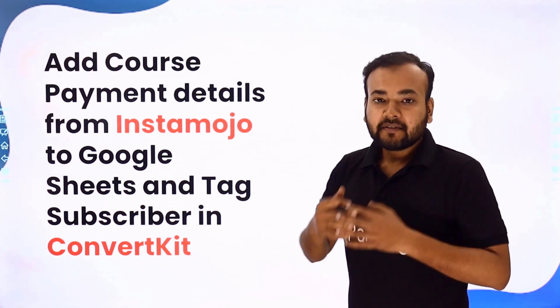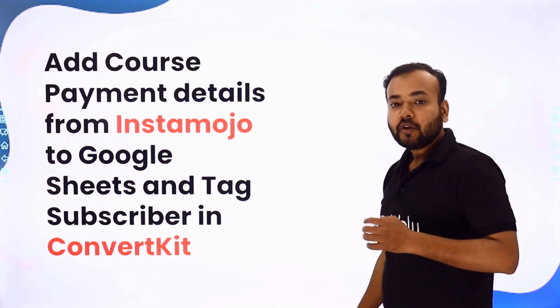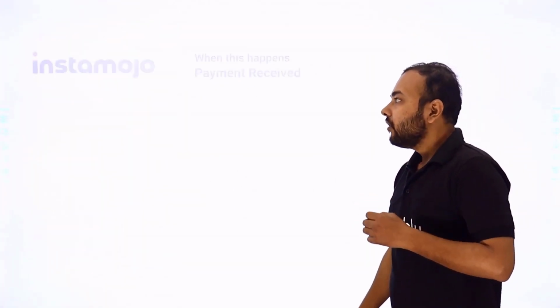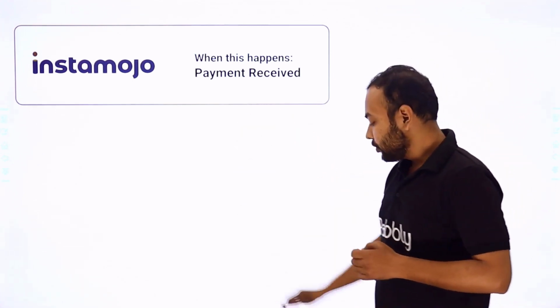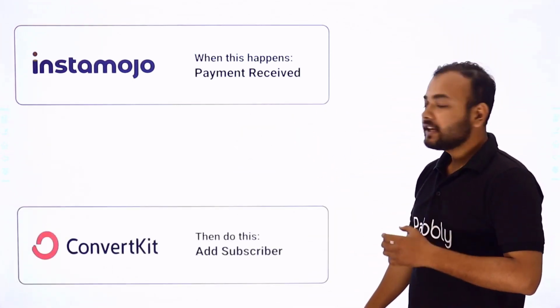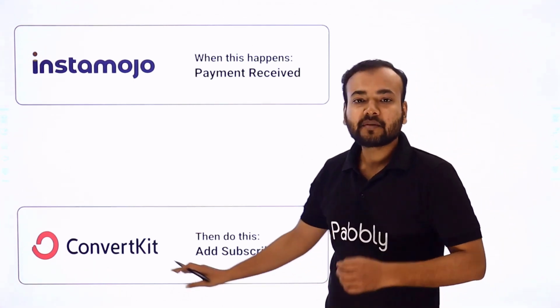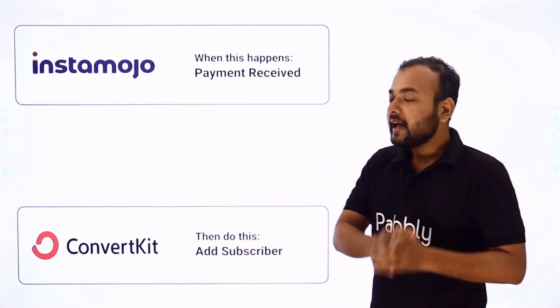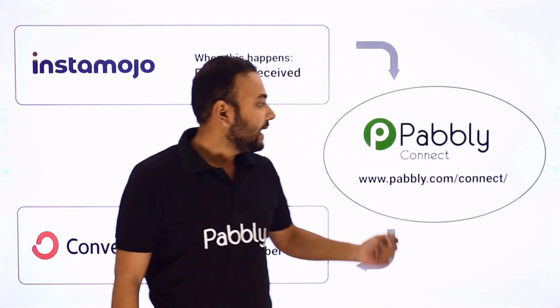So with the help of this automation that I'm about to tell you, let me show you the flow of our automation. As and when you receive the payment for your course in Instamojo, the student who has purchased your course will get automatically added here in ConvertKit as a subscriber. Yes guys, this can happen, and to make this happen I am using a software called Pabbly Connect.